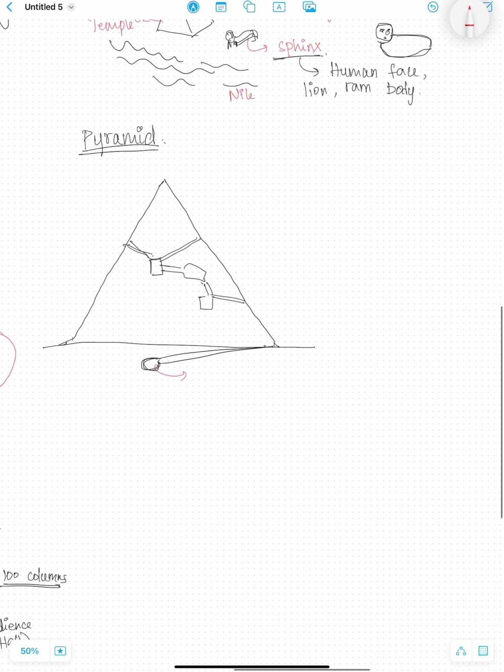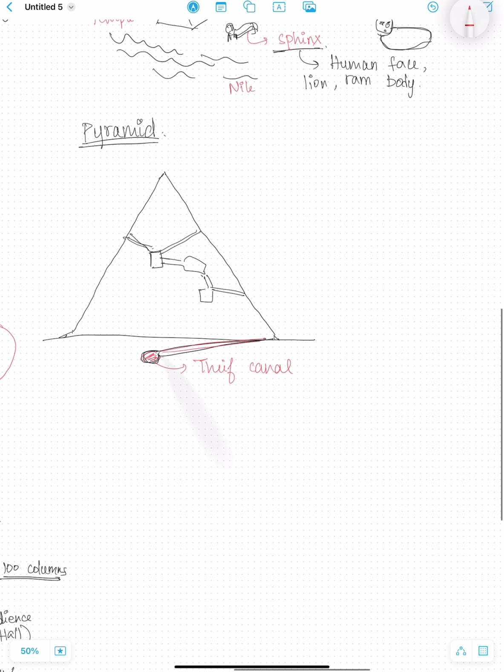So this is your thief canal. This does not contain any treasure, but since the first two forms of pyramid contained treasure in the underground area, the thief generally considered it to be here. So this was used as a thief canal to trap the thieves. This is your queen chamber.